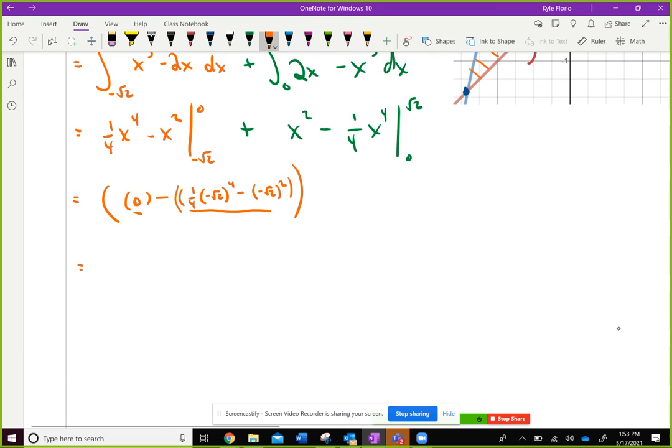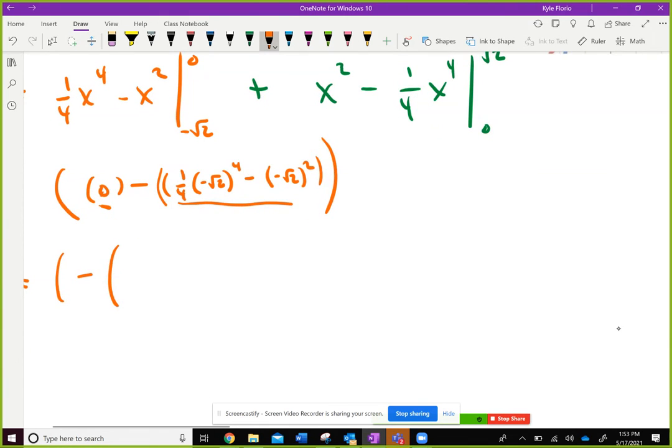So this is going to be 0. I'm just going to put a negative here. What's negative root 2 to the fourth? It's going to be positive because it's an even power, right? We agree? When you raise to the fourth power, you're squaring it twice. If you square it once, you get 2. If you square it again, you get 4. Or you can just do 2 to the fourth, which is 16, and the square root of 16 is 4. So this is going to be a positive 4. What's a fourth times 4? 1. All right. So we have 1.